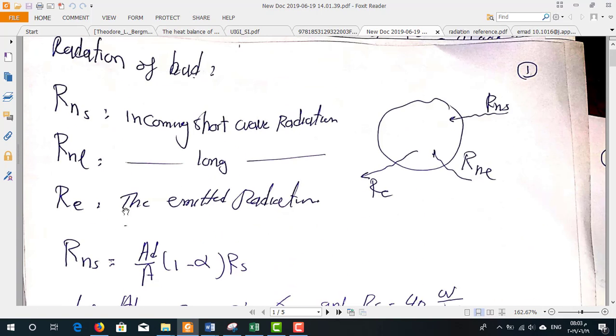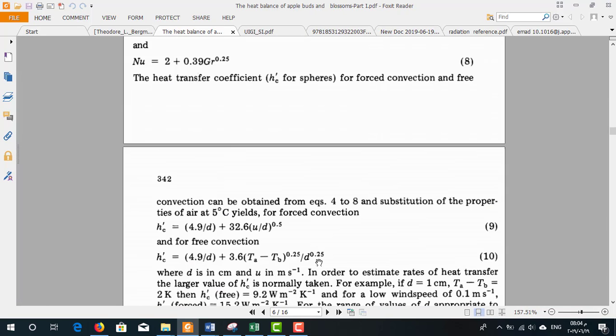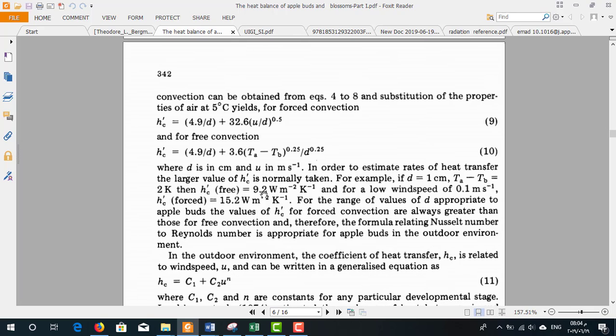The third type of radiation is the emitted radiation, and this radiation goes from the bud to the surrounding, because the temperature of the bud is equal to 5 Celsius, so it is higher than the surrounding, so there is radiation from the sphere to the surrounding. How can we calculate this? By this relation, RE equals epsilon B sigma TB power 4, and epsilon B is the emissivity of the bud. We can go to this reference and find that the emissivity of the bud is between 0.9 and 0.95, or 1.